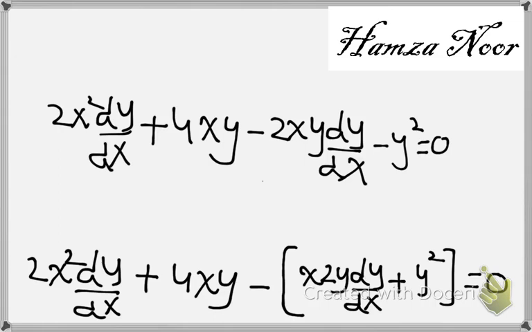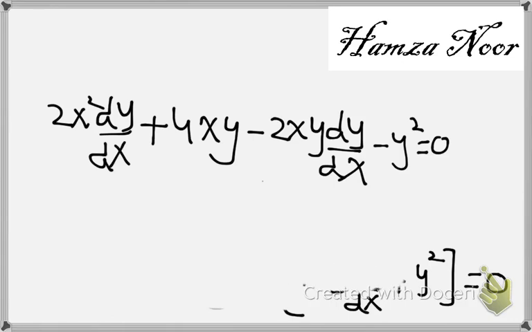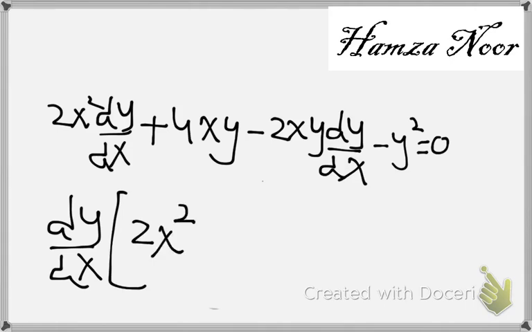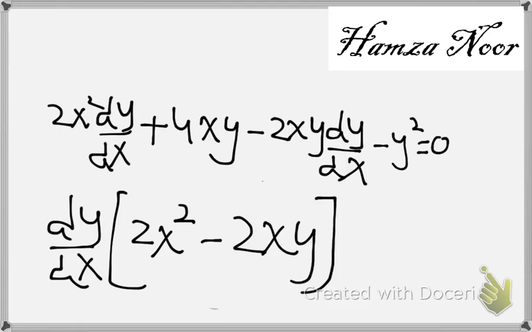Now you need to take dy/dx as common. Taking dy/dx as common, this becomes (2x² − 2xy), and this will be equal to y² − 4xy.